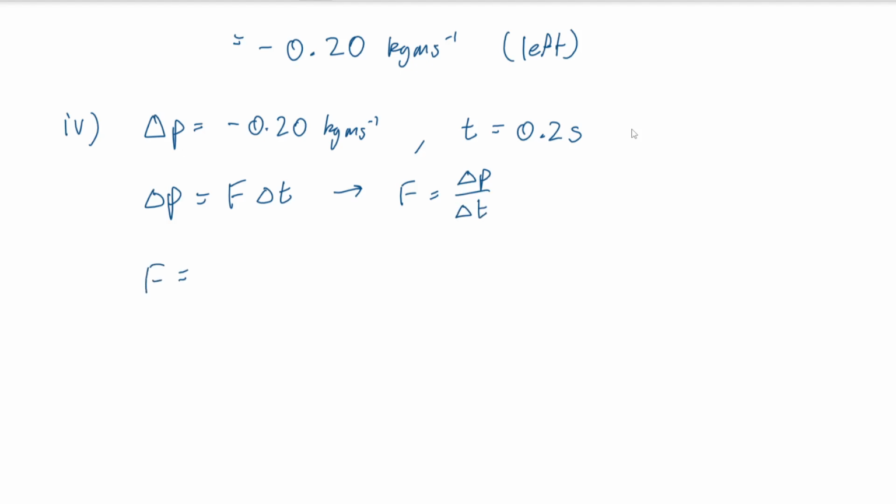where we know the change in momentum, negative 0.2, divided by change in time, giving us negative 1 newtons, right? Rounded to one significant figure. All right, because 0.2 seconds is one significant figure. Now, what does this negative mean? Well, it means that the force acting on the can was to the left.